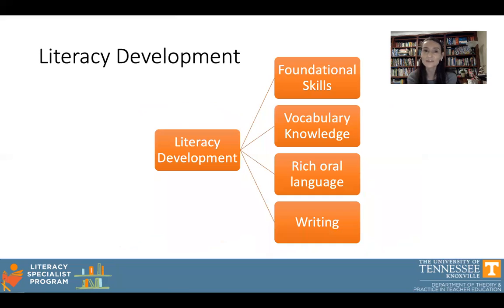So when we're thinking of literacy development, I want you to be thinking of a diet. So a healthy literacy diet for early, for beginning reading, will include foundational skills, vocabulary knowledge. It will be very rich in oral language, and it will also incorporate writing, because we do know that the relationship between decoding and encoding is essential.